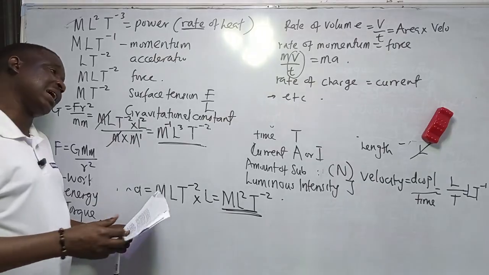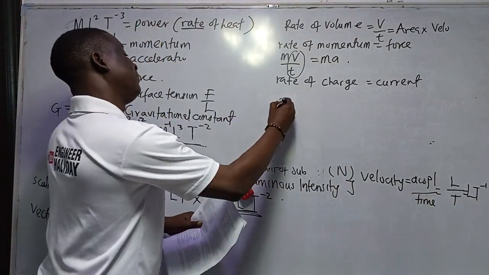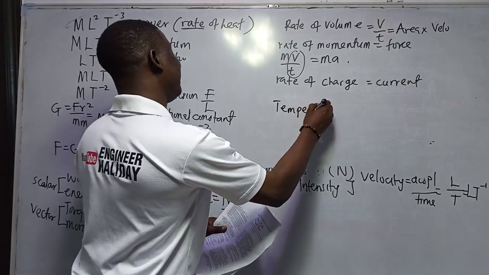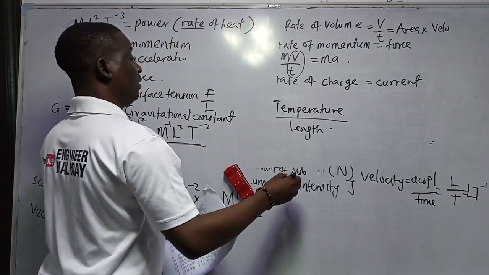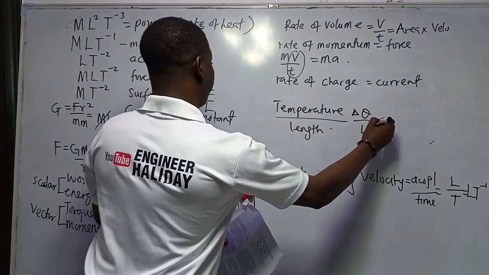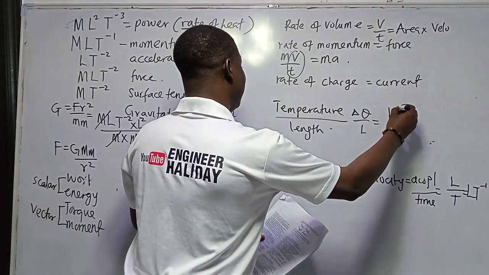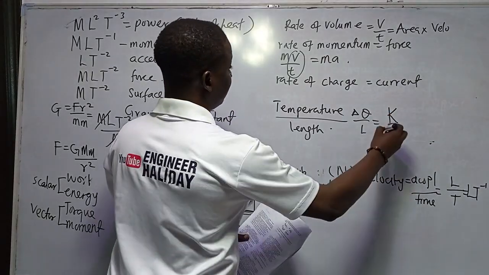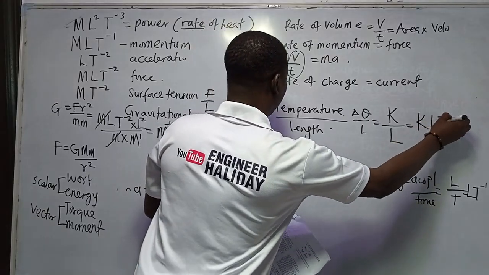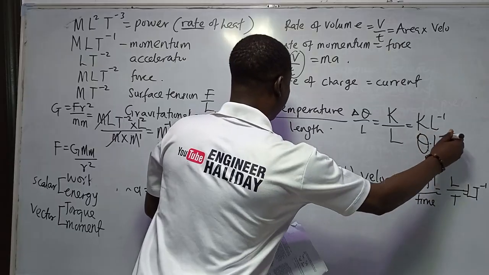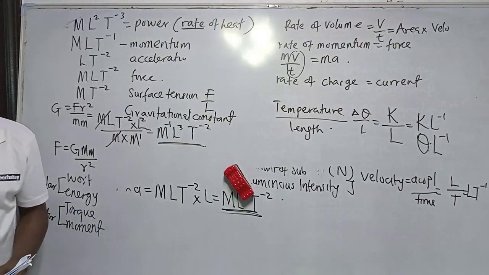But just note. Then if they talk about the dimension of temperature gradient, I told you, anything divided by anything is a gradient. Temperature gradient is the change in temperature over length. What is the dimension for temperature? It is either K or theta, then over length, which is written as K L minus 1 or theta L minus 1. That is the dimension for that. So please take note of that. Very important.